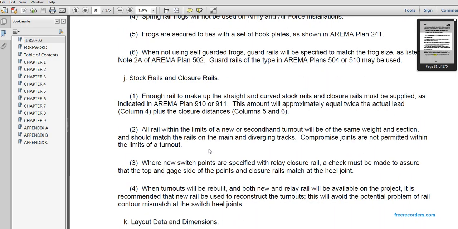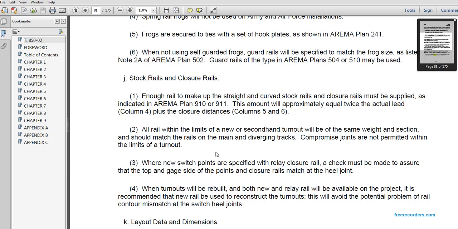Stock rails and closures. End rail makes up the straight and curved stock rails. Closure rails must be supplied as indicated by the REMA Plan 910 or 911. The amount is approximately equal to twice the actual lead of column 4 plus the closure distances of 5 and 6. Rail of the limits of the new and second-hand turnout will be the same weight of the section and should match the rail on the main diverging tracks.